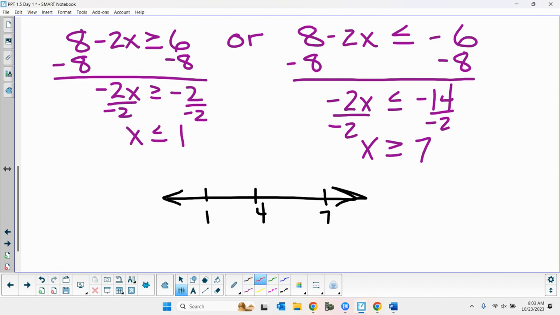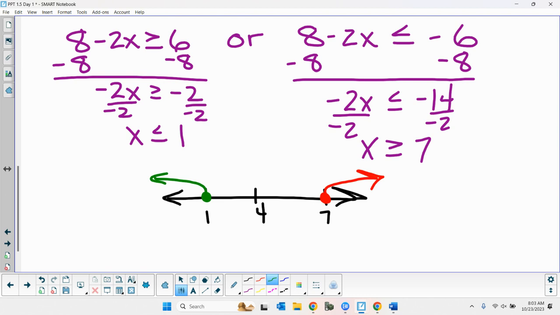Greater than or equal to 7. The equal to solid dot. Greater than would be that direction. Less than or equal to 1. Solid dot for the equal to. Less than would be that. That's what usually happens on the ors. They go the opposite direction.